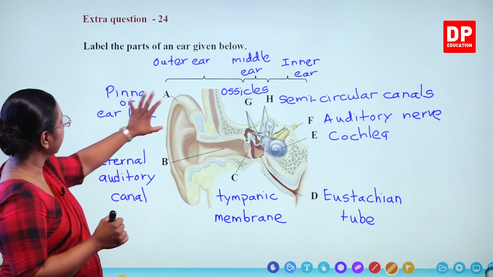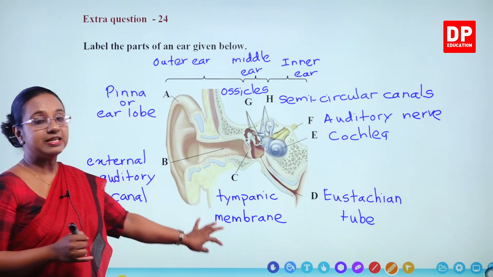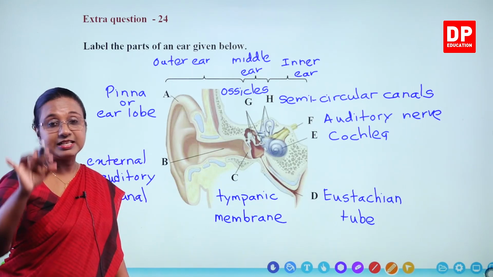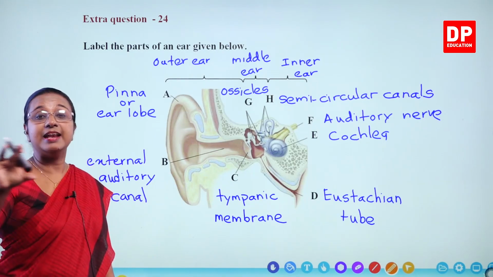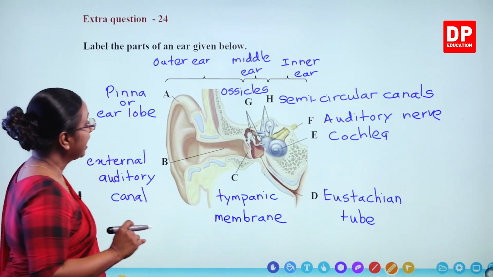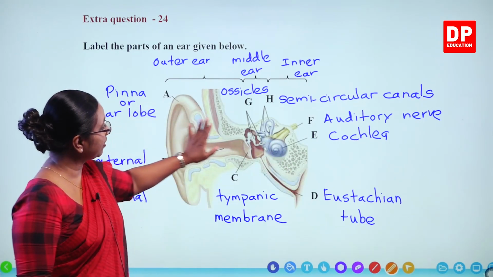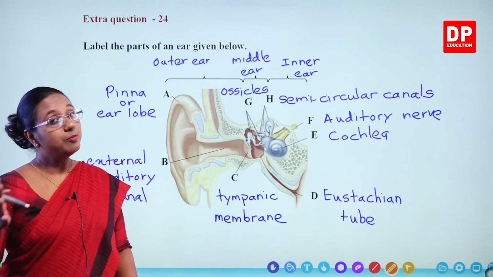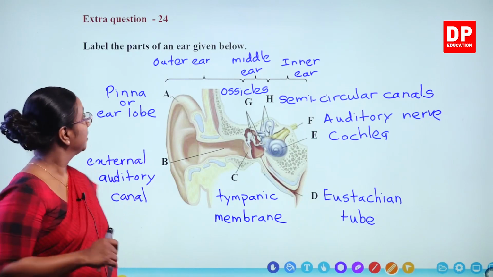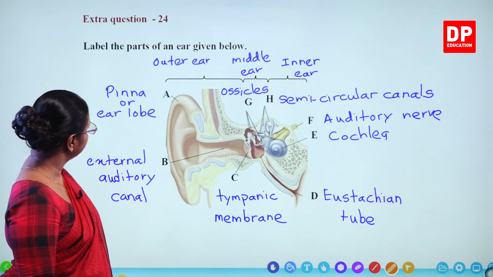Students, you can even write the names near the letters, or you can write the letters separately like a list and write all the parts of the ear. I wrote it here so that it's easy for you to look at the parts. Both ways are correct. So now we have labeled all the parts.